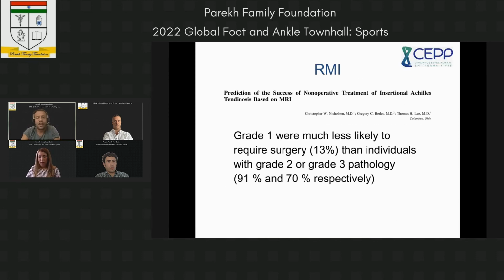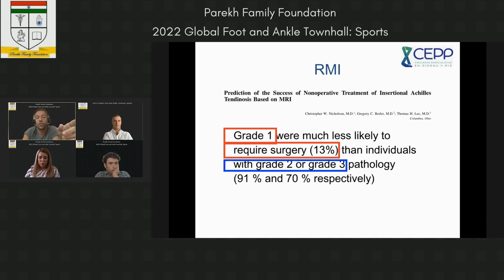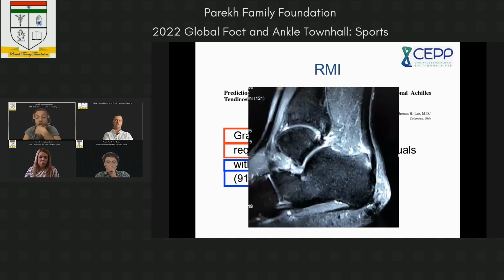So he came to the conclusion that grade 1 requires surgery in only 13% of the patients, but grades 2 and 3, nearly between 70 and 90%. So just to remember, if you find grade 1, you may tell the patient that perhaps with non-surgical treatment he will do well, but if you find grade 2 and grade 3, you need to be prepared to explain to the patient that surgery will be needed. So this is our patient. I think it was a grade 2, grade 3. So that was the idea for me.